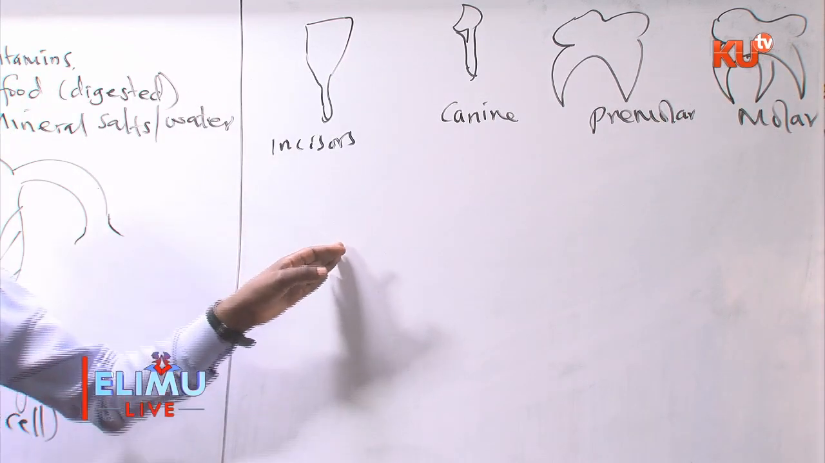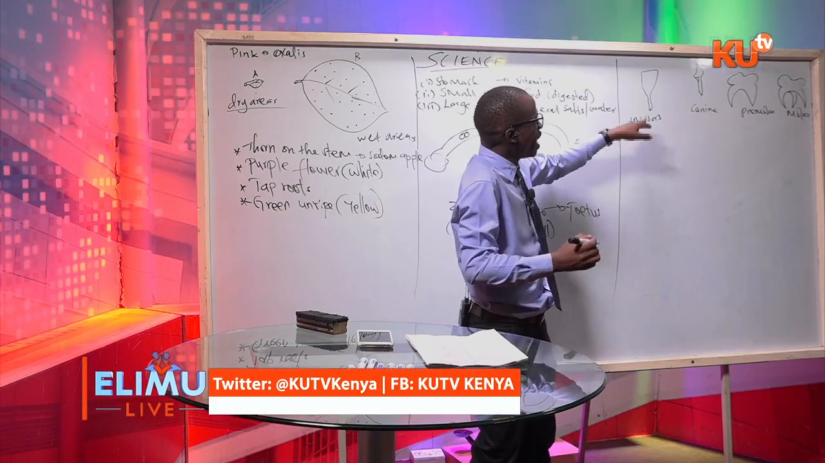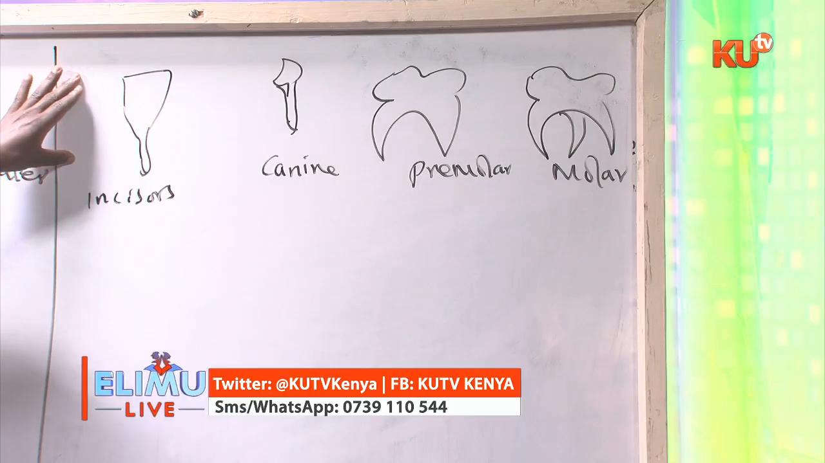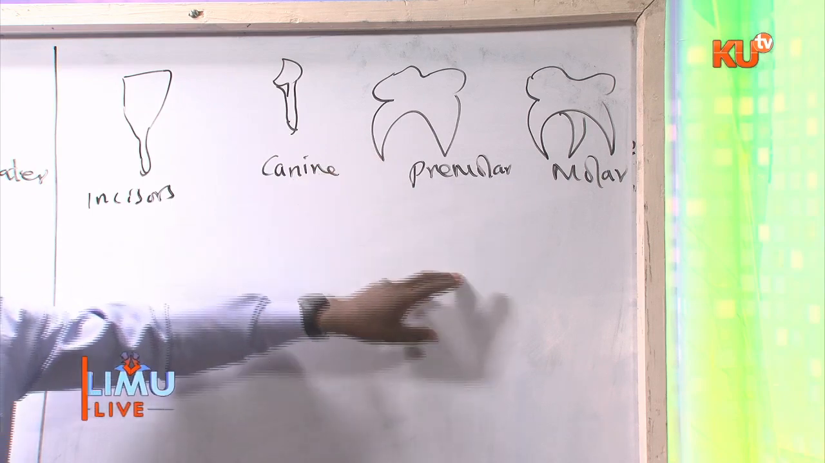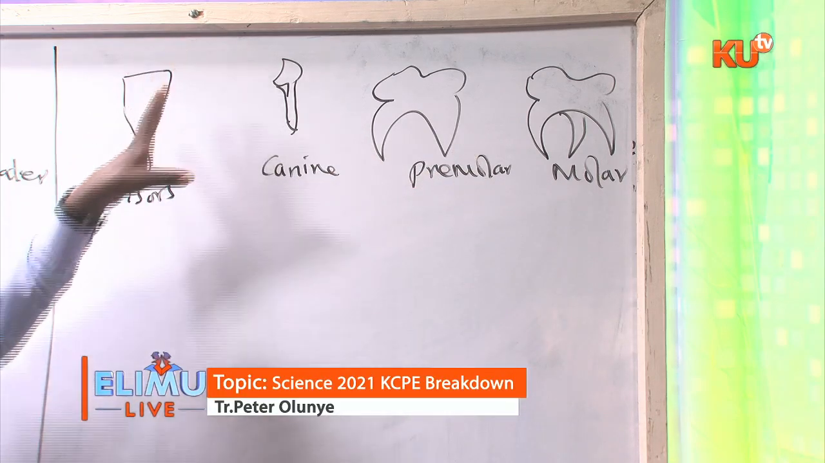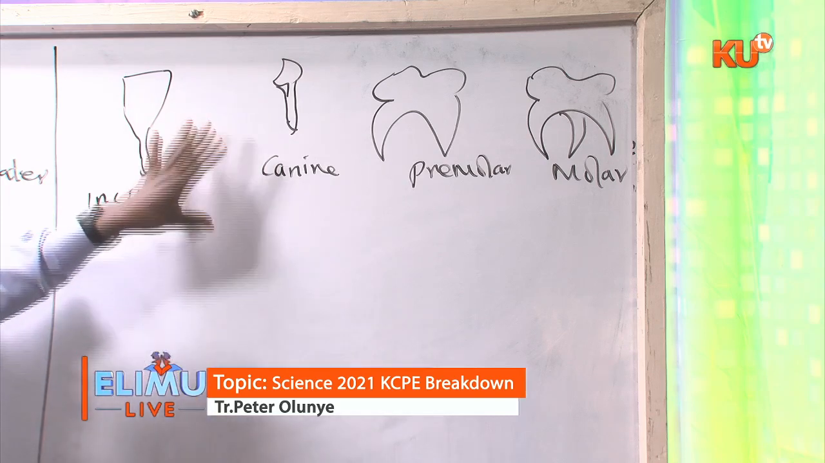We have the four types of teeth. The first one is the incisor. The second one, the canines. The third one, the premolar. And the fourth one, the molars. I wish time would have allowed us to talk more about the teeth. We cannot finish talking about the teeth because it's very broad. We are able to talk about their functions.